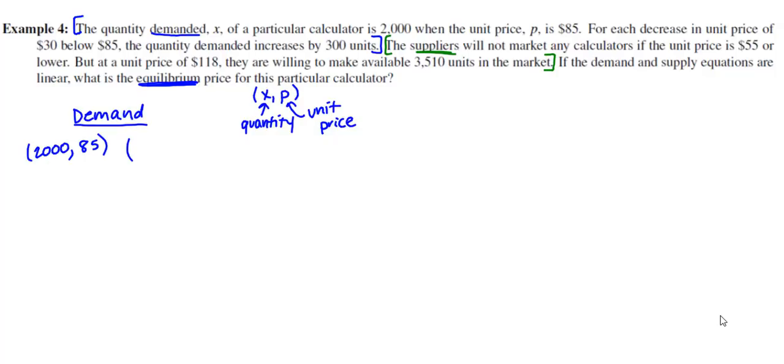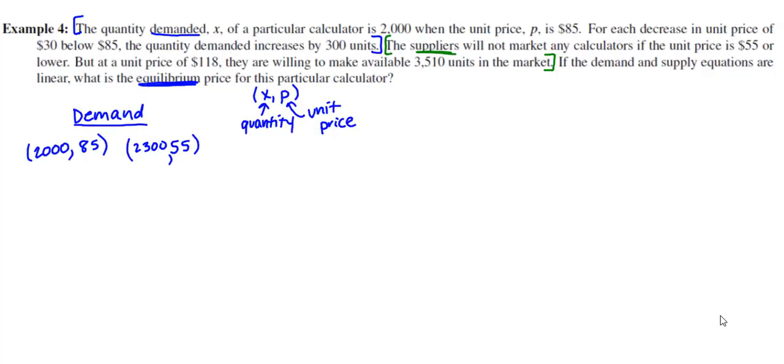But then we're told that for each decrease in unit price of $30 below $85, so if we subtract 30 from 85, that gives us a price of 55, the quantity demanded increases by 300 units. So instead of 2,000 units, it will now be 2,300. Okay, so that second sentence we can use to interpret a second point, or we could just use it to interpret the slope. I've just found that it tends to be easier just to use that to get a second point.